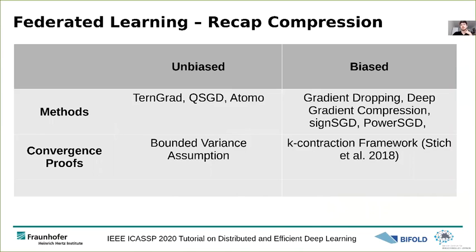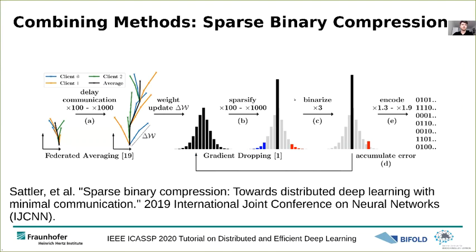Biased methods: gradient dropping, deep gradient compression, signSGD, PowerSGD. I think the important takeaway is these convergence proofs here, where the unbiased methods require bounded variance of the compression operator, and the biased methods make use of this K-contraction framework. Very nice. So now we've reviewed a variety of compression methods for federated learning and for distributed training in general.